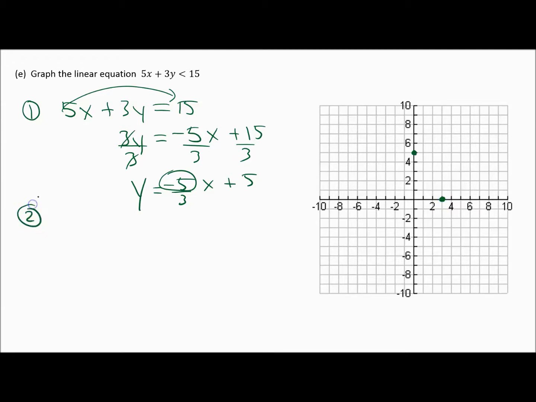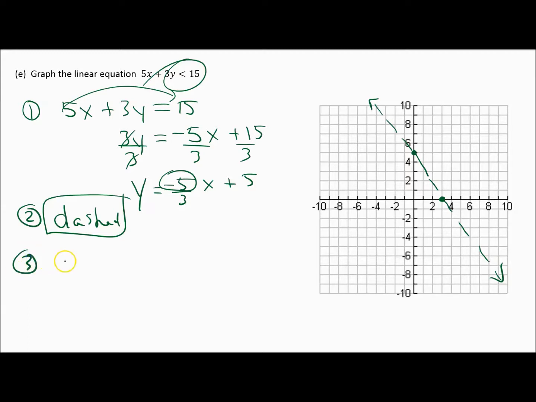Now, question is, do I need a solid or a dashed line? Well, I need a dashed line because of just strictly less than. So strictly less than or greater than is going to give me a dashed line. And what that means is the line actually doesn't produce any solutions. That's why it's dashed.